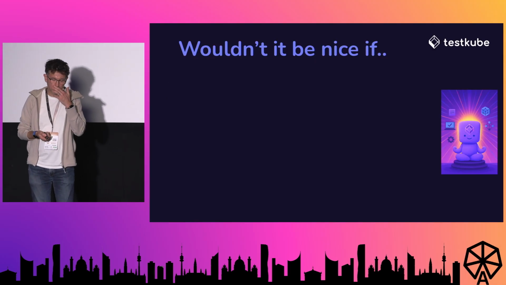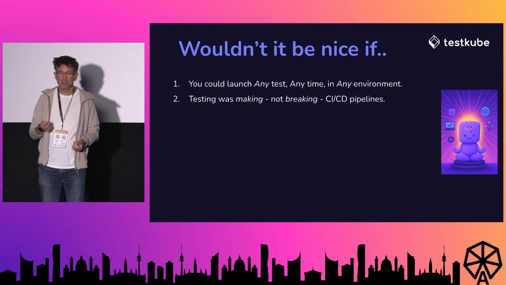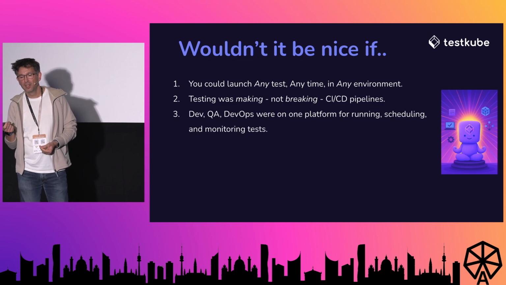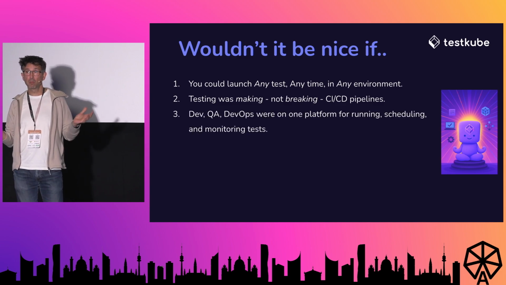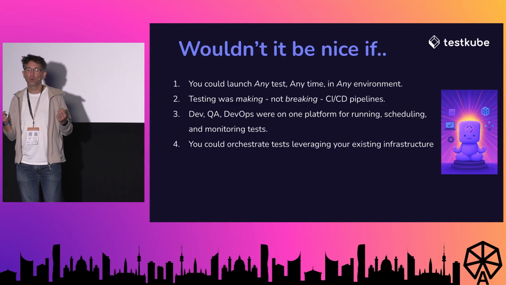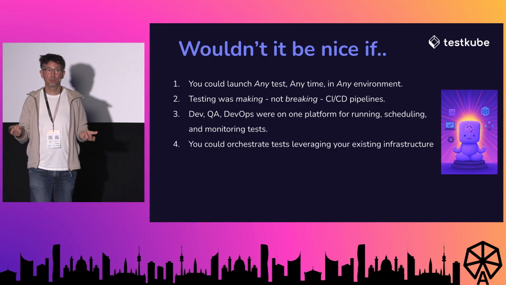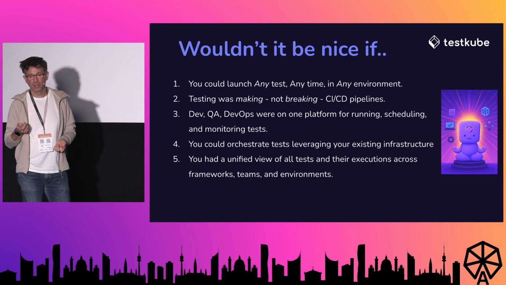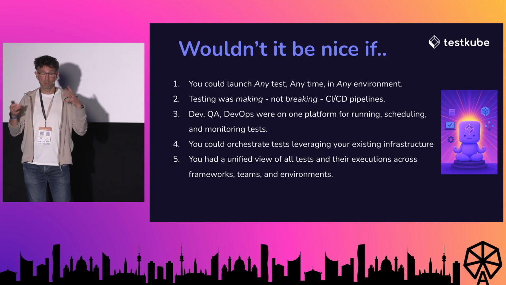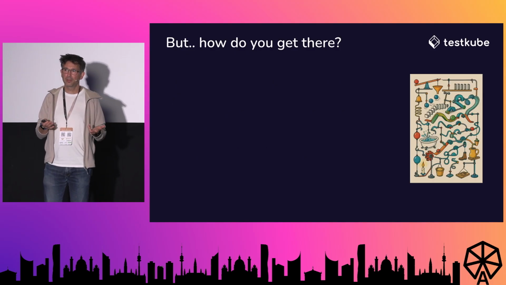So wouldn't it be nice if you could launch any test, anytime, in any environment, if your testing was making and not breaking your CI/CD pipelines, if your dev, QA, and DevOps were all using one platform for test execution, if you could orchestrate tests leveraging your existing infrastructure instead of having to go to a cloud provider for running tests themselves. And finally, if you had a unified view of all the testing activities that were happening across all those pipelines that I kind of alluded to earlier. But how do you get there?